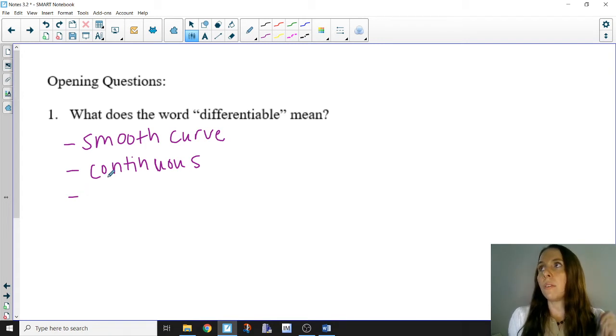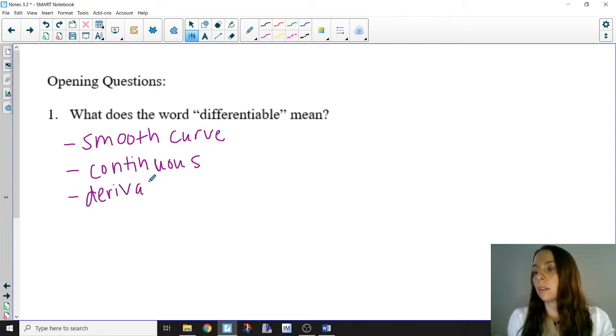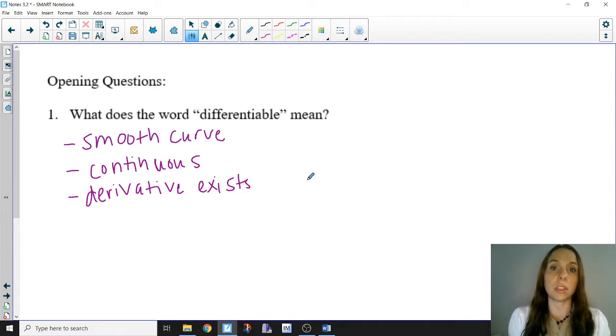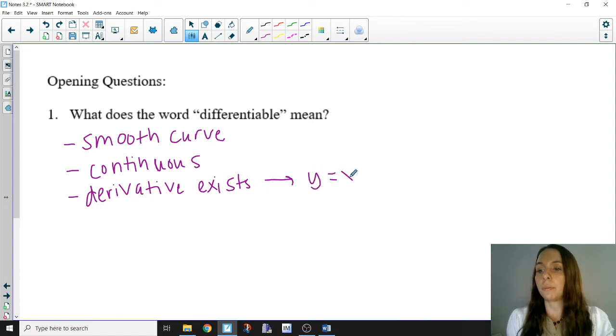And finally, I just want to add one more little piece to this: for a function to be differentiable everywhere, that means that the derivative of that function does not have any restrictions, or we could note that as the derivative exists. And if we're talking about a function that's differentiable everywhere, then we would say that the derivative exists everywhere.